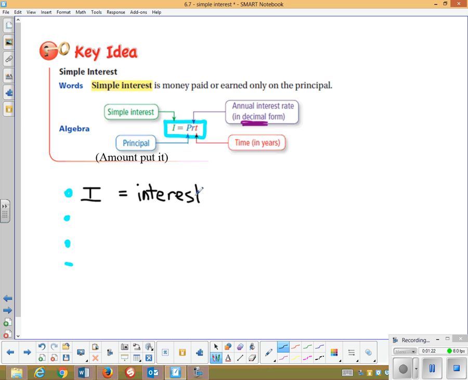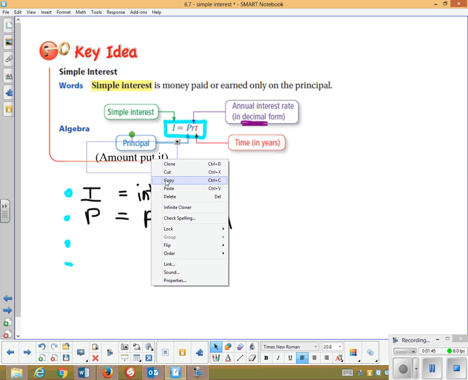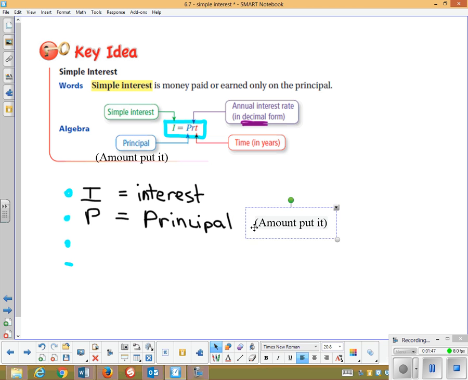Okay. What is the P? The P is going to be the principal. Go ahead and put principal. If you don't understand what that means, I have here in parentheses, principal, amount put in. So the amount put in is also called the principal. If you can put that in parentheses.